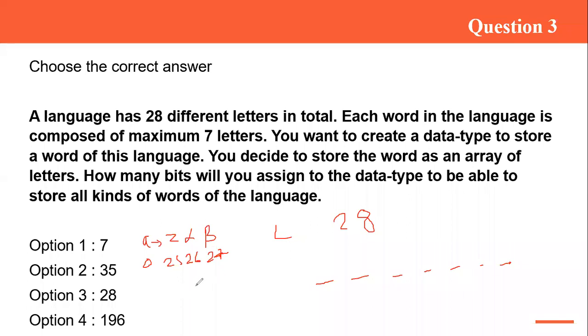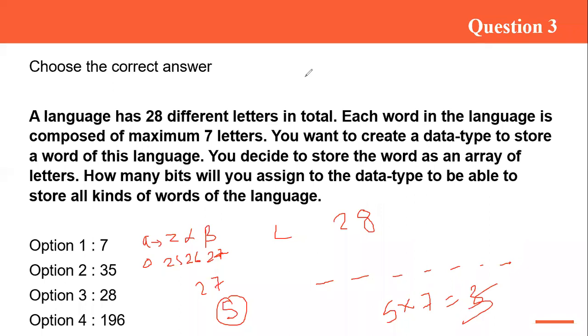To store one letter, a code up to 27, how many bits do we need? To represent 27 in binary, I need 5 bits, exactly, because 31 is the maximum number I can represent with 5 bits. With 4 bits it's not possible. So 5 bits per letter. For one letter, I need 5 bits. How many letters are there in a word? Maximum 7 letters. That means 5 bits per letter times 7 letters, 5 into 7. What is that? 35.